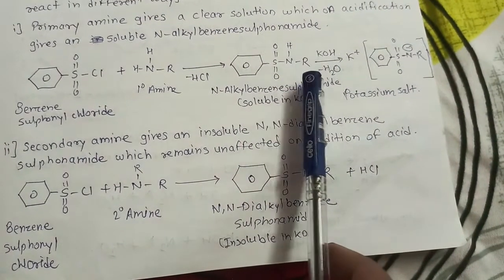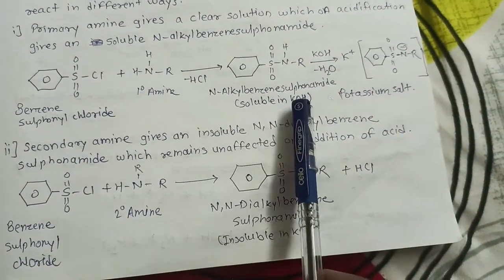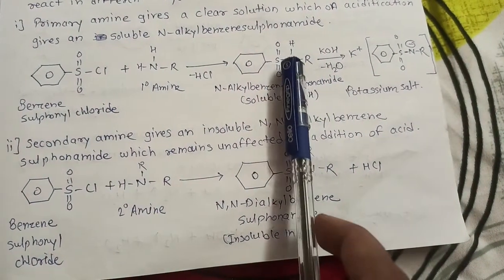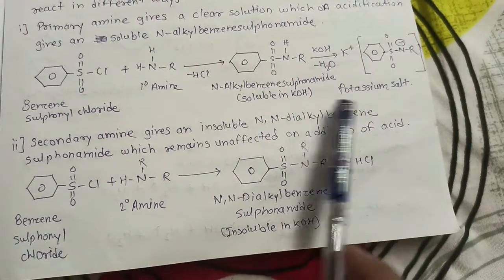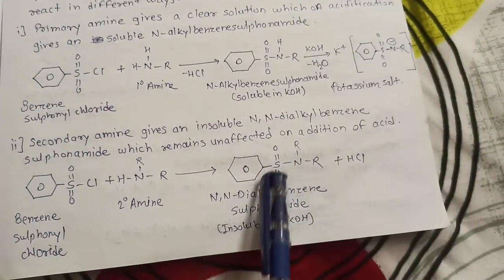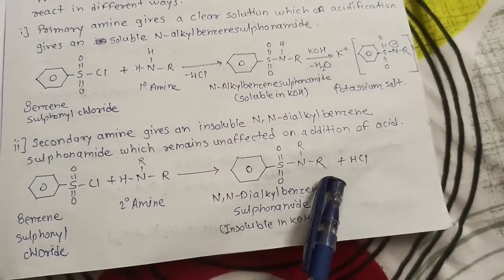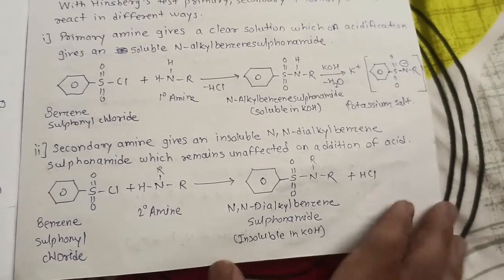In case of the earlier one, N-alkyl benzene sulfonamide, H was there on nitrogen. So KOH accepts that H, and therefore it becomes soluble in KOH. Here, because of no hydrogen on nitrogen, it is insoluble in KOH.